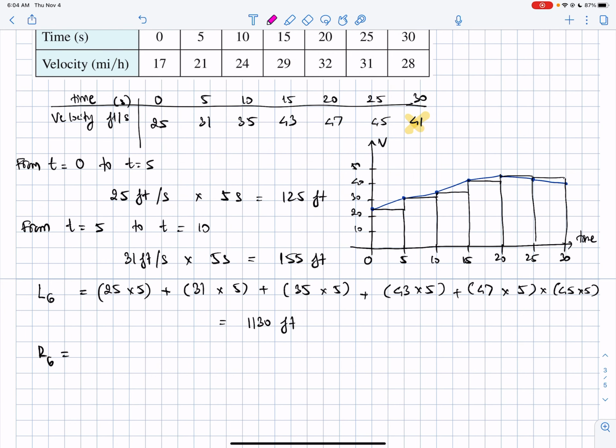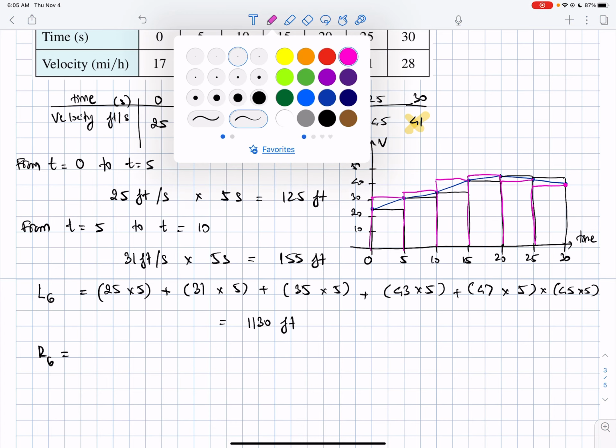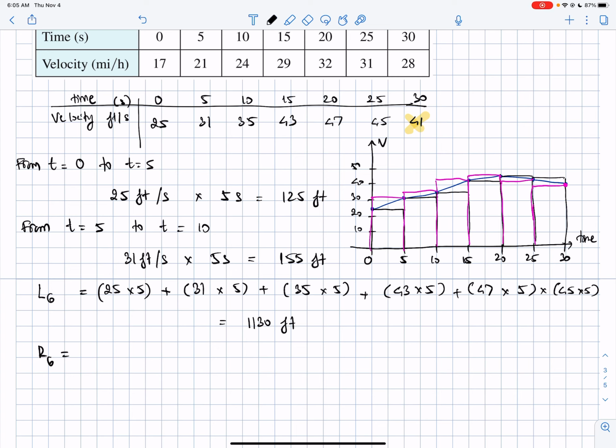Now what if we use the right endpoint, R6? Then that means we will do this. We use this point, so that is our first rectangle, and then we use this point, our second rectangle from the right, and then the third one will be this point, the next one will be like this, and the next one like this. So we have 6 rectangles also, and of course we will have some overestimate and underestimate rectangles.